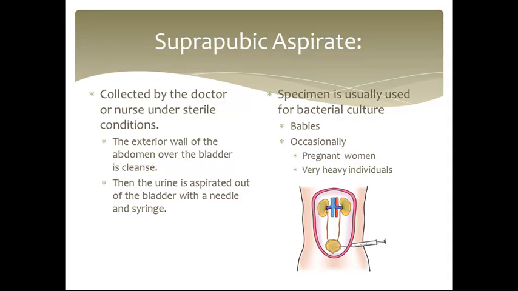Suprapubic aspirate is collected by the doctor or nurse under sterile conditions. The exterior wall of the abdomen over the bladder is cleansed, then the urine is aspirated out of the bladder with a needle and syringe. The specimen is usually used for bacterial culture, and we use this on babies, pregnant women, and very obese individuals.